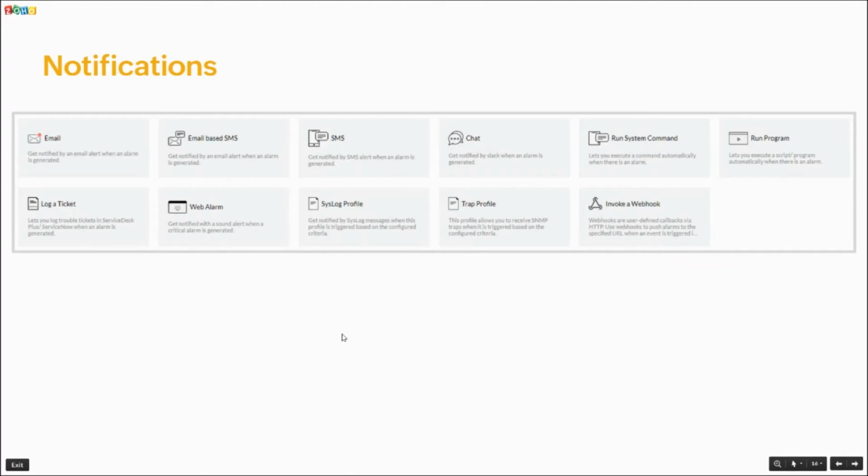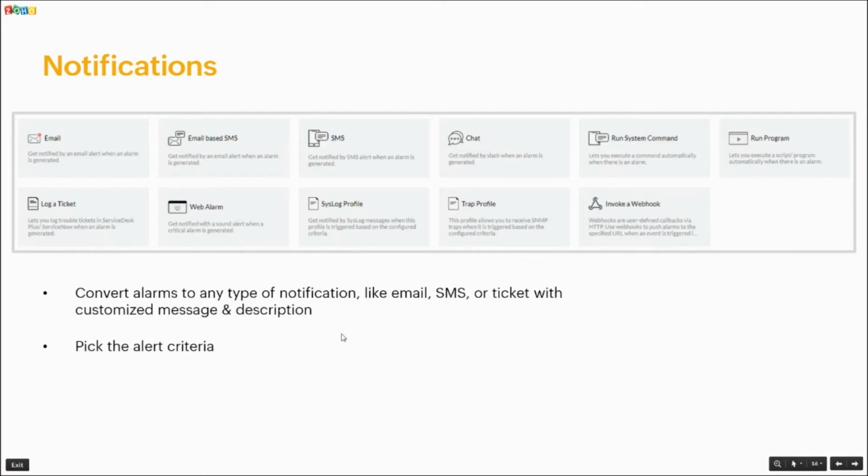In OpManager, we have a wide range of notification options, starting from emails, email-based SMSs, SMSs, chat, running commands, running programs, logging a ticket in any ticketing tool, web alarms, syslog profiles, trap profiles, and webhook-based notification triggers as well. The notifications functionality converts alarms of any type into notifications such as email, SMS, or ticket, with a customized message and description.